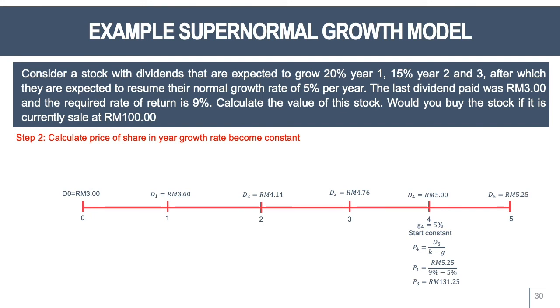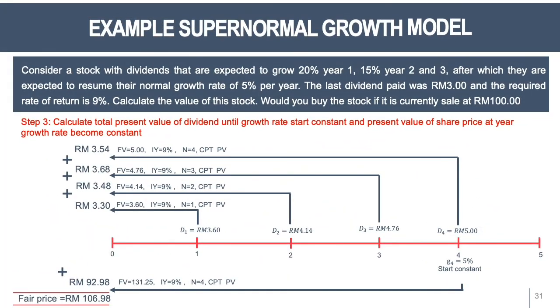Step number 3, you need to calculate the total present value of dividends until the growth rate starts to be constant, and the present value of the share price at the year the growth rate becomes constant. In this example, the growth rate becomes constant in year 4. So we need to calculate the present value of all dividends from year 1 until year 4, and then the present value of the market price of share in year 4. We sum up, and you get a fair price of 106.98 ringgit.